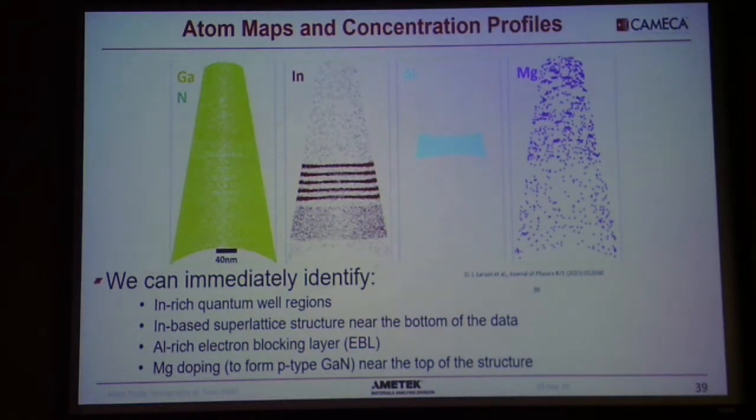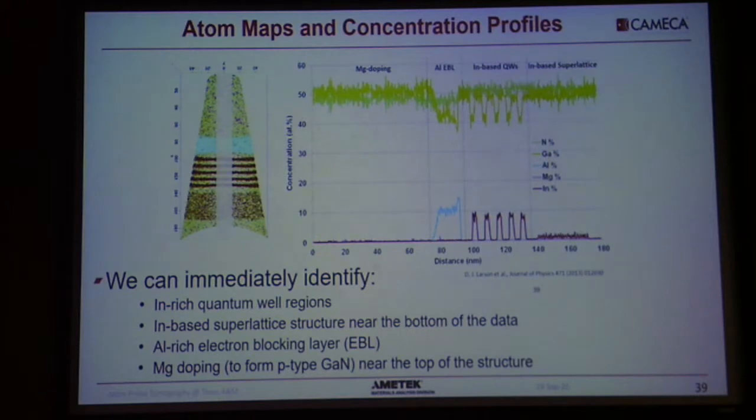So if we take all these ion maps and put them together, it gives you that. So this is basically the image of your LED system. Okay. So you can take a pipe from the top to the bottom and then do a composition profile. So when you do that, you have the magnesium doping here, you have the aluminum blocking layer here, and you have the aluminum information here. You do have the indium-based quantum wells, 1, 2, 3, 4, 5 here, and you have the indium-based superlattice where you have the 21 layers or lattices here.